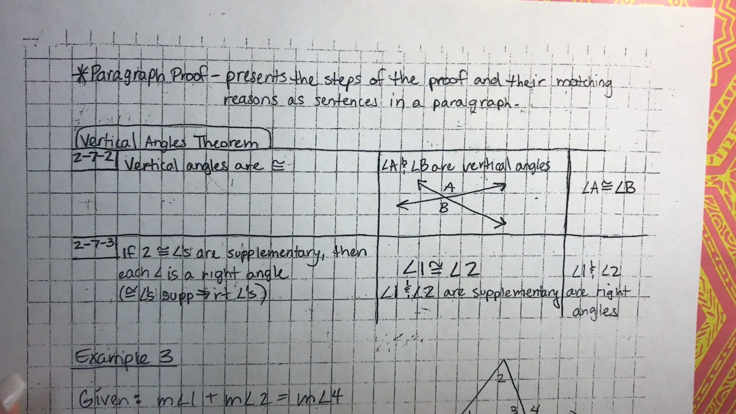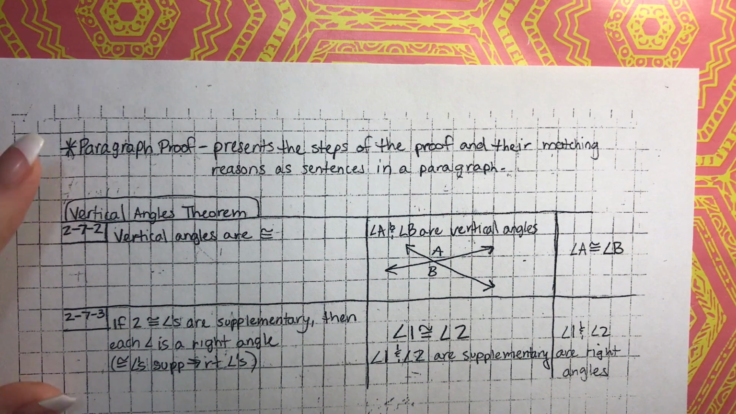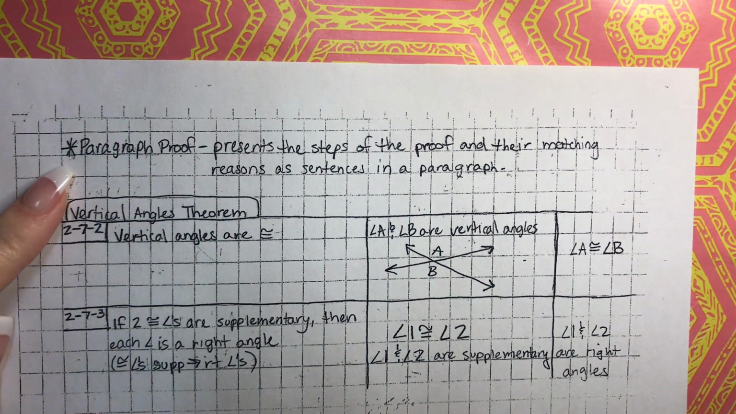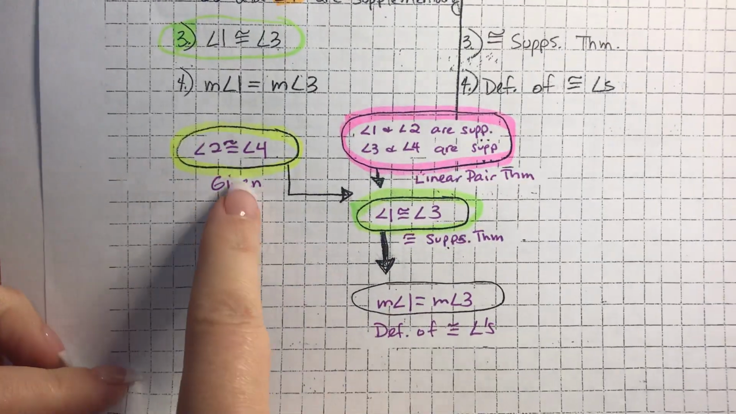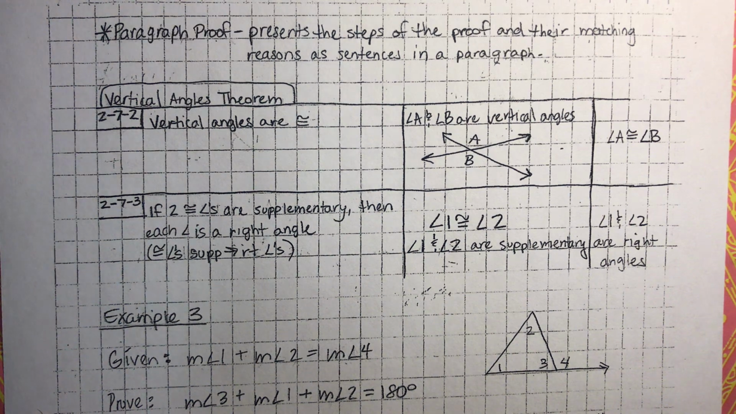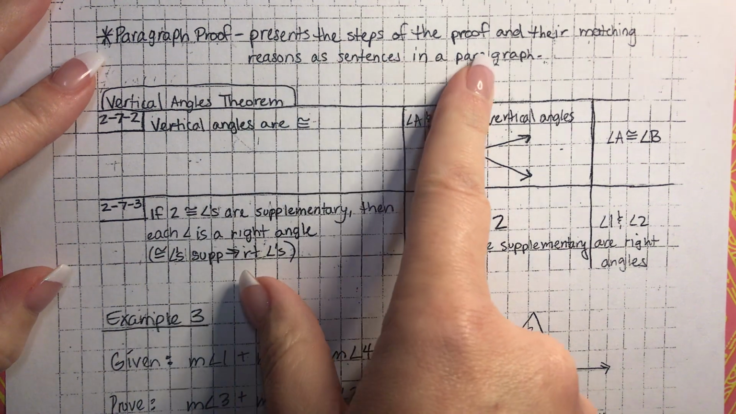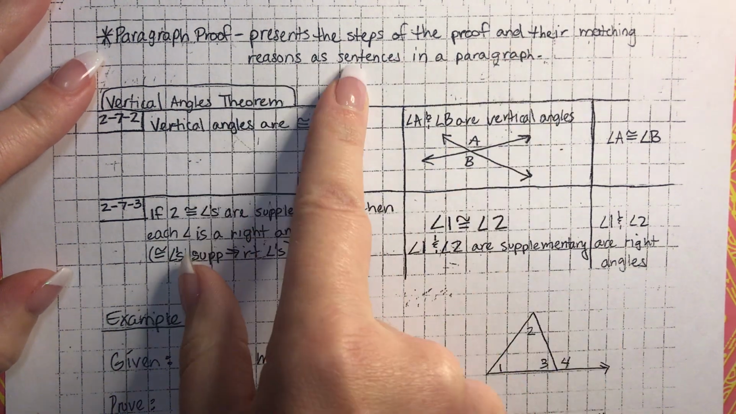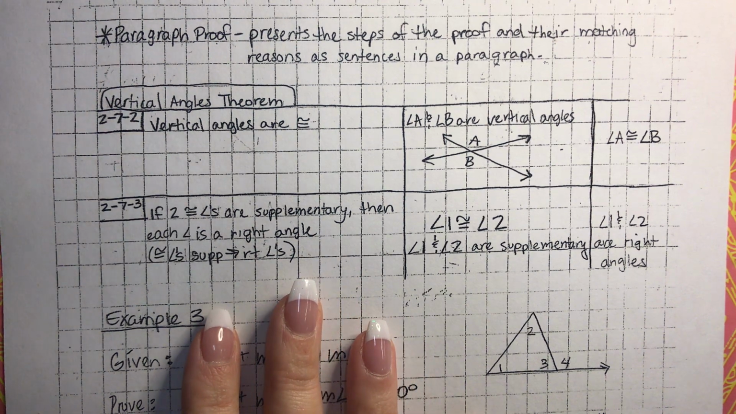All right, welcome back for example 3. Example 3 is going to be dealing with paragraph proofs. So far we have looked at flowchart proofs, that just have a bunch of circles and arrows and you write all the justifications below. We've talked about two-column proofs, but the third type of proof is going to be a paragraph proof. A paragraph proof presents the steps of a proof and their matching reasons as sentences in a paragraph. So it's just basically everything written down.